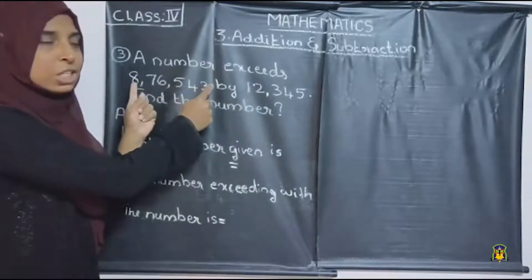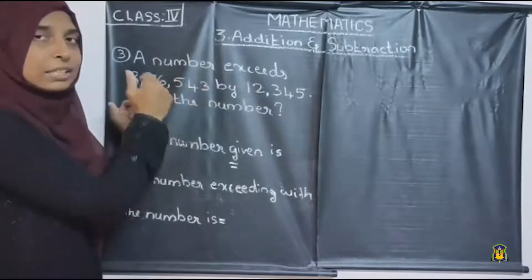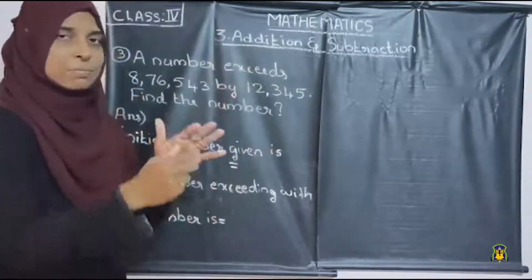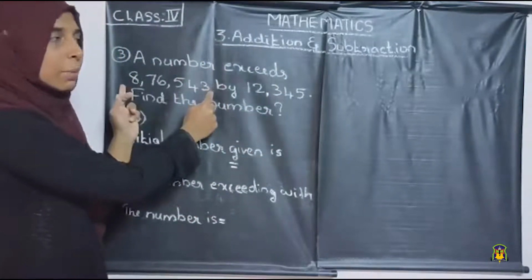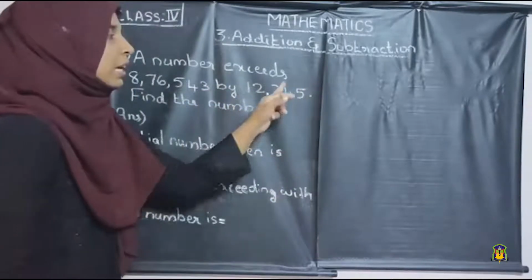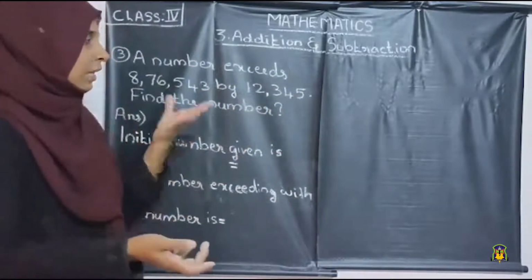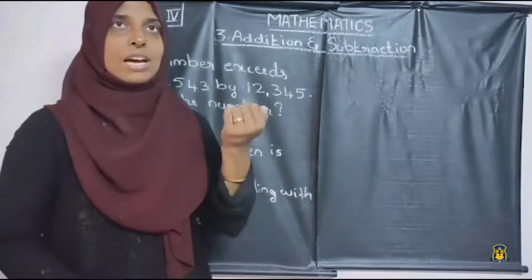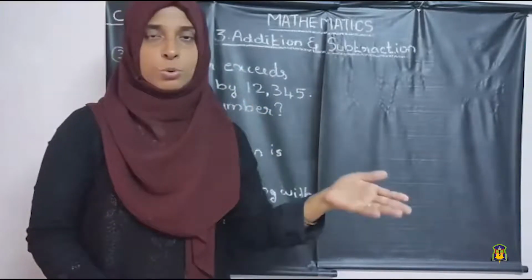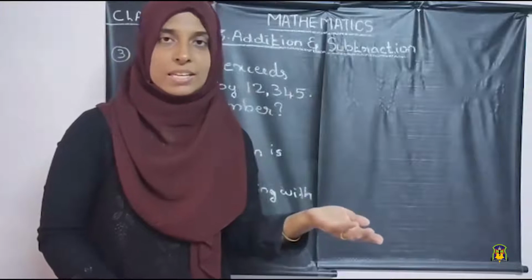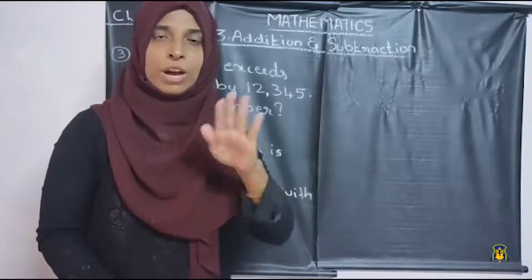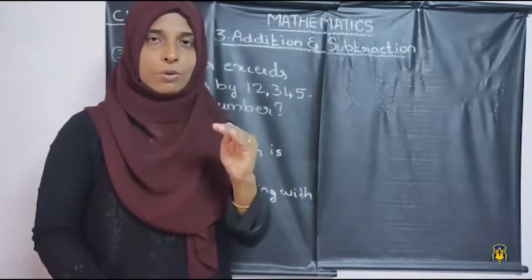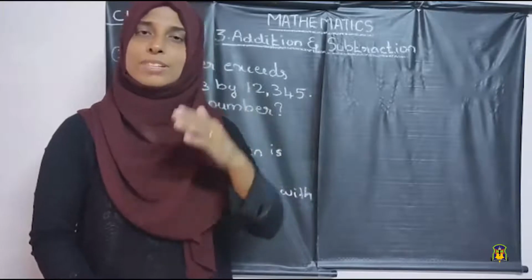The initial given number is this, and more than means this is more than that number. Exceeds means this is 12,345 more than the given number. Then we want to find the answer. Look here, children. If I am telling 5 more than 2, what will be the answer? The answer will be 2 plus 5. 5 more than 2 means 5 more than 2. So how we are finding the answer is 2 plus 5, that is 7.